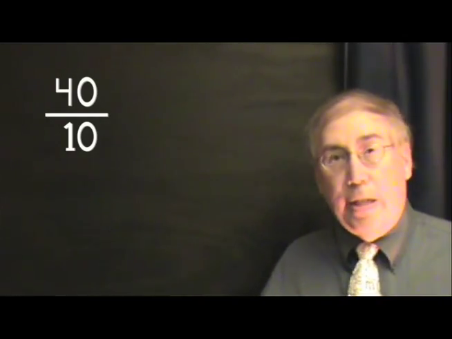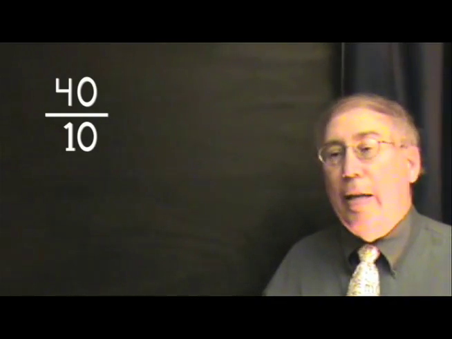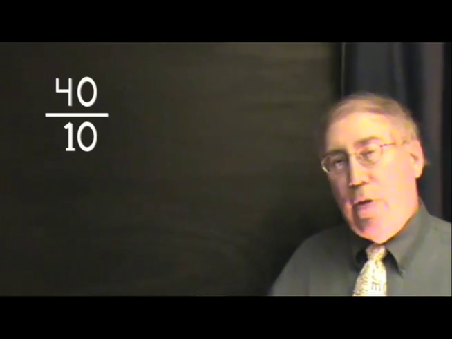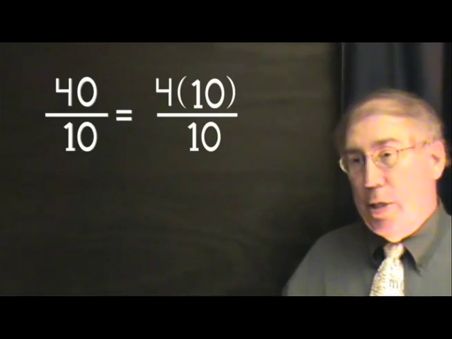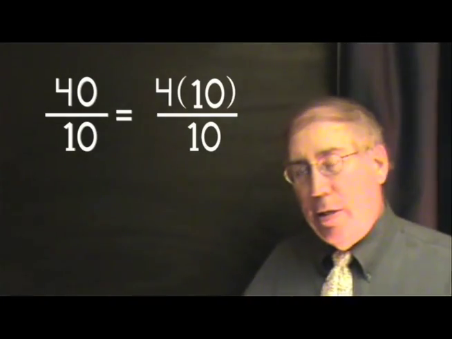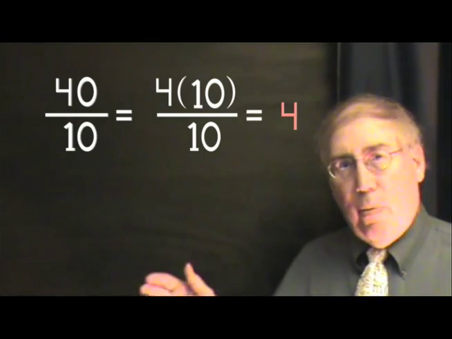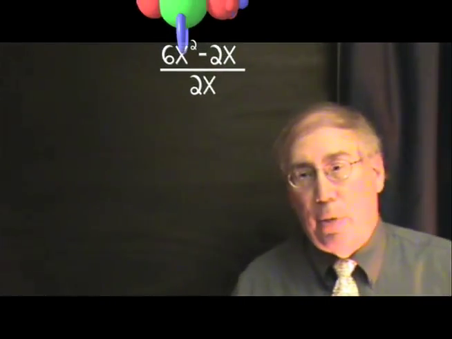Here's 40 over 10. Now, we want to reduce this or simplify it. What I'm going to do is factor the 40 into 4 times 10. Now notice if I take 10 into the denominator and 10 into the numerator, we would just get 1, and so 1 times 4 is just 4. In other words, we can cancel the 10s. We're going to use that same idea here to reduce or simplify some rational expressions.